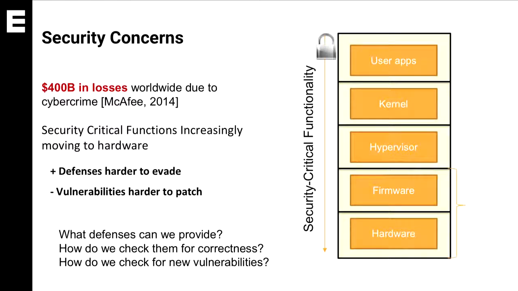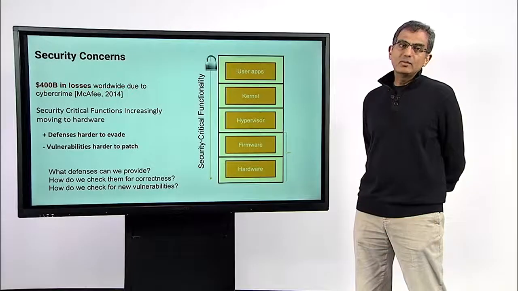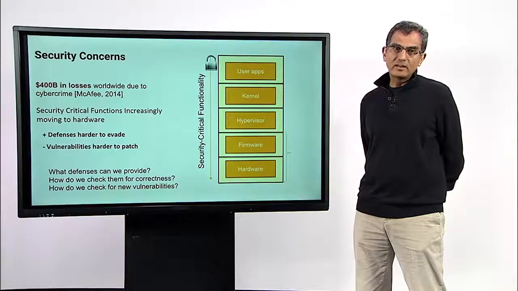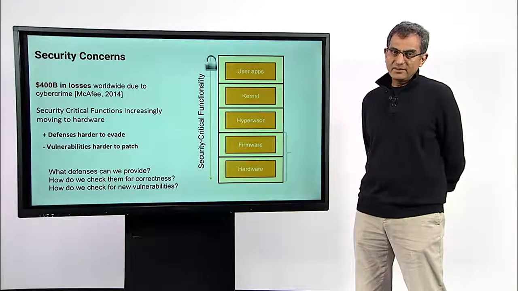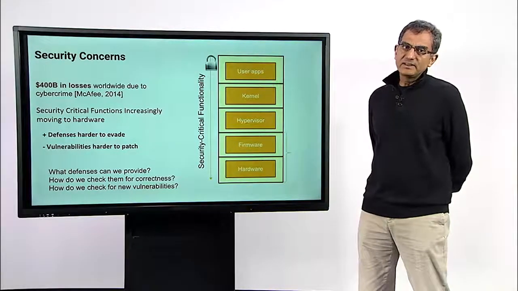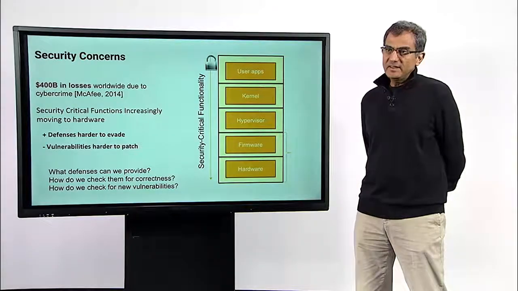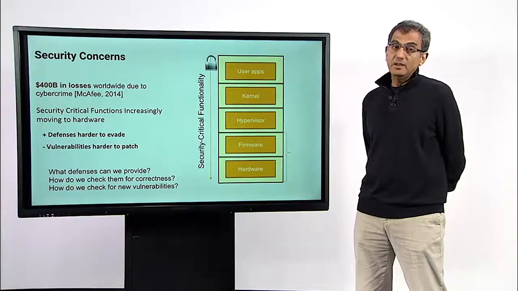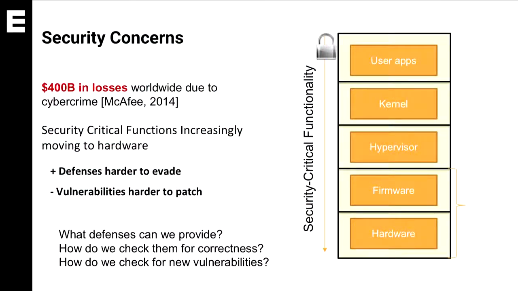As a result of this, what's happening is that increasingly security critical functions are moving to hardware. The rationale for this is that defenses implemented in hardware are harder to evade, but the downside is that vulnerabilities, once they are found in hardware, are much harder to patch. So the research questions my group is addressing are, what are the defenses that we can provide in hardware? How do we check them to make sure that these are correct? And then how do we also check that there are no other vulnerabilities that are left undetected?